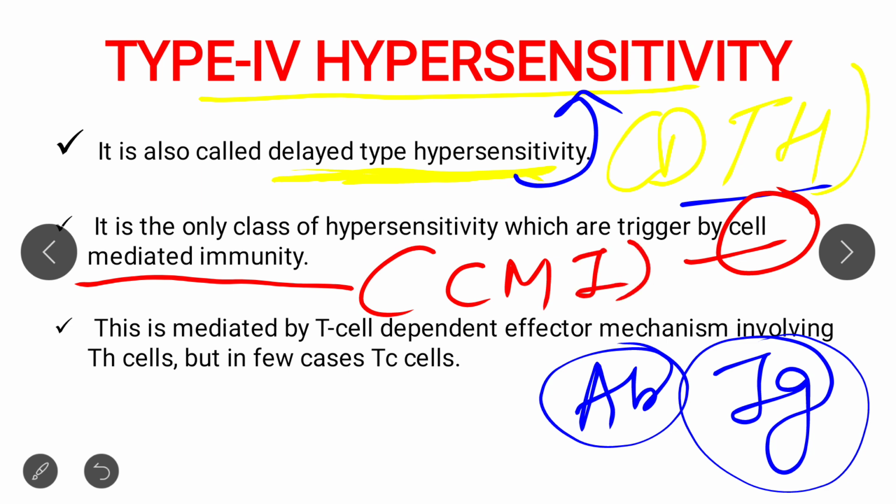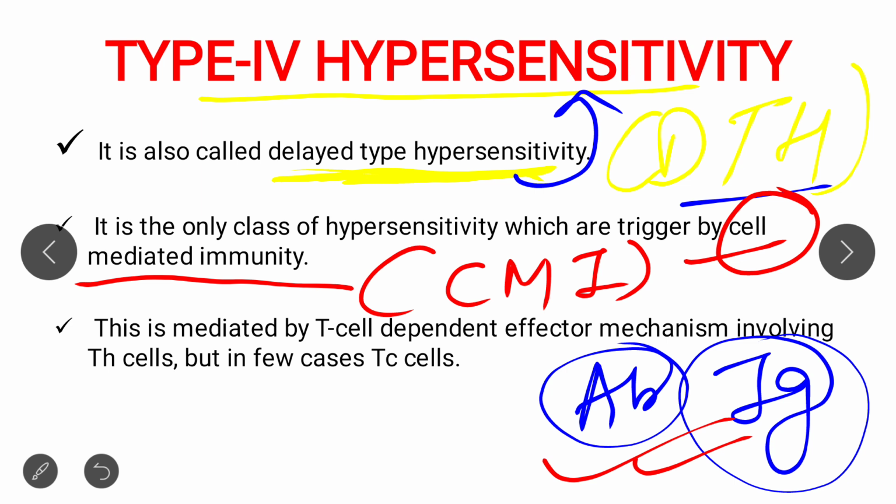Okay, this was mediated by CMI, that is cell mediated immunity. So this is the only class of hypersensitivity which was mediated by cell mediated immunity. It is not dependent on immunoglobulin. Clear? Question may be asked from this point as well.